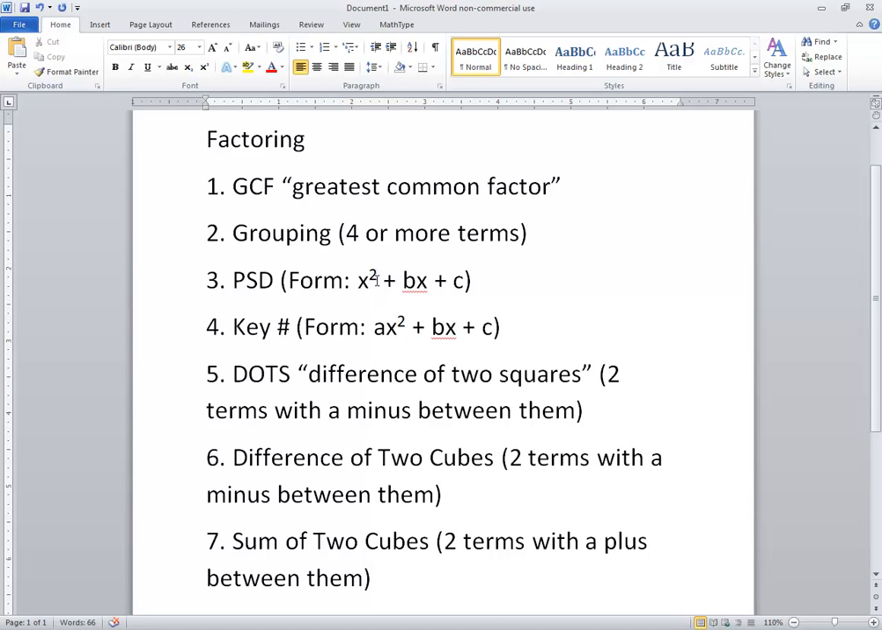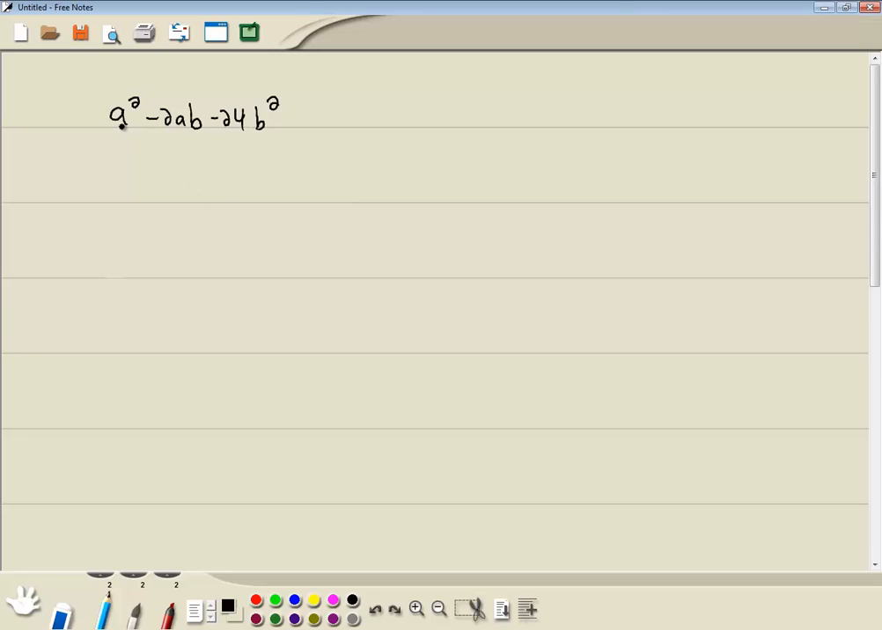Now, PSD, I said it's x squared, x, no x, and no number before the x squared. But it doesn't have to be x, it can be any variable. Notice here we have a squared, no number in front of our a squared. This would be the PSD method. Now, the PSD method, we take the number at the end, ignoring signs, so we'll be working with 24. Then we'll come up with our 3 columns.